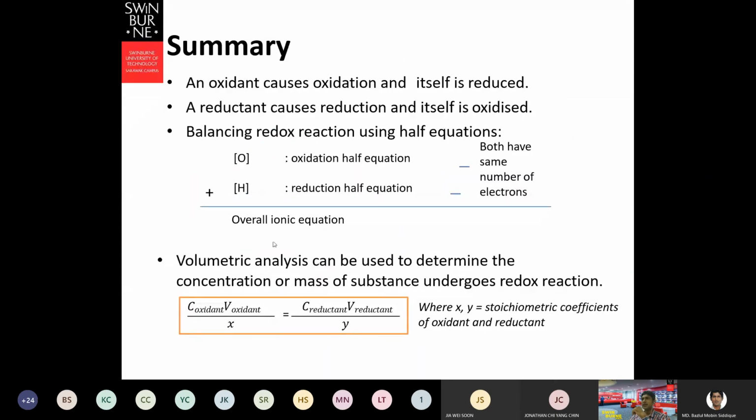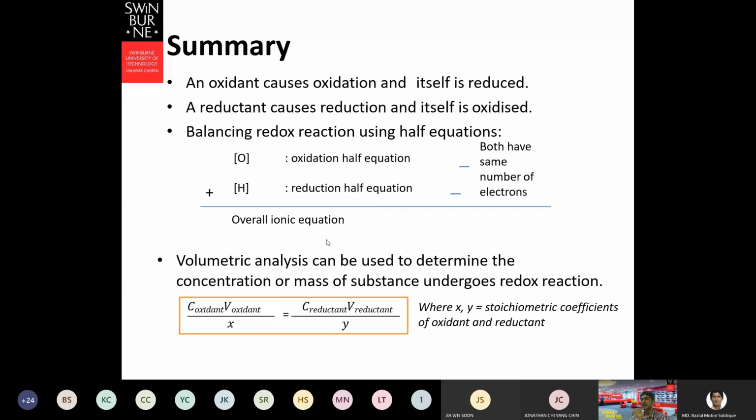Okay, so for the summary, oxidation and reduction is OIL RIG. Oxidation is losing of electrons, and reduction is taking or accepting the electrons. When oxidation is happening, that is actually the reductant. And what the reduction is happening to, that is the oxidant actually.